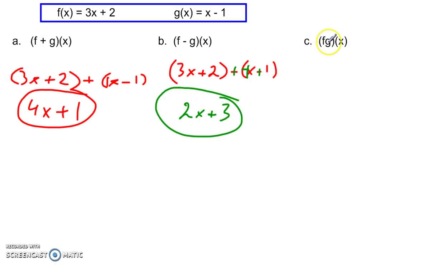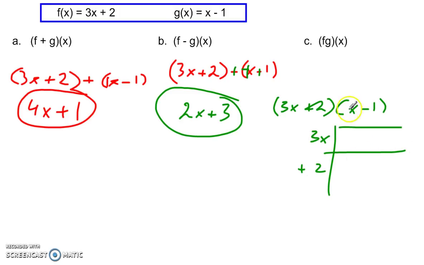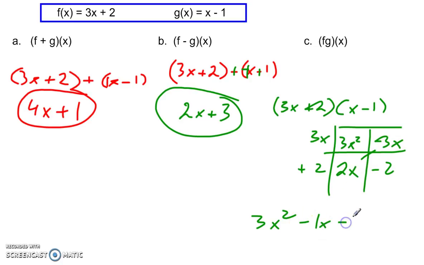And then f times g of x. Okay, f times g of x, that's f of x times g of x. So we're going to take f of x, 3x plus 2, times x minus 1. Alright, now we're multiplying binomials, so box. 3x times x is 3x squared. 3x times negative 1 is negative 3x. 2 times x is 2x. 2 times negative 1 is negative 2. 3x squared. 2 minus 3 is negative 1x minus 2.